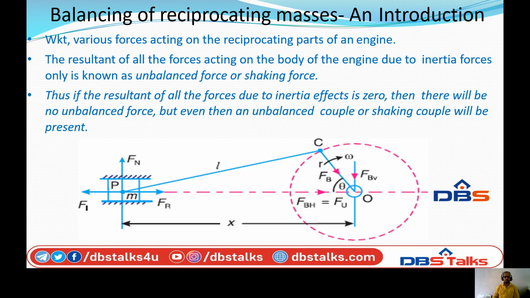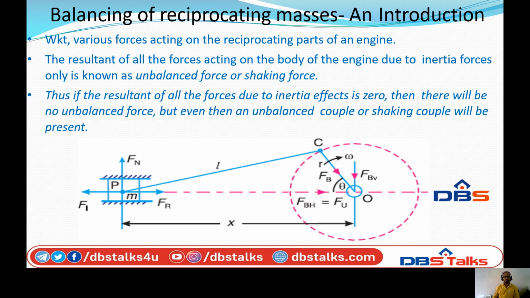So actually, this is a schematic line diagram of a reciprocating engine. Here we are considering a piston P with a cylinder outlining. This is the crank, which is rotating clockwise with angular speed omega, and CP is the connecting rod of length L, and the distance between the center of the crank and the piston center is of length X.